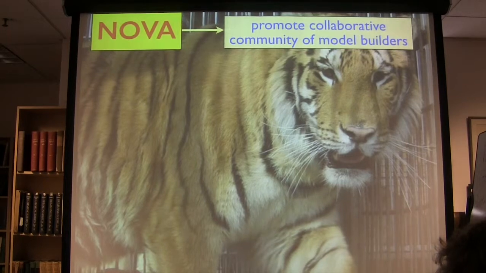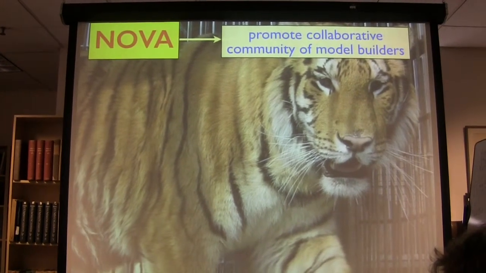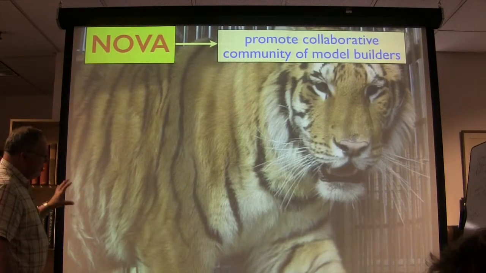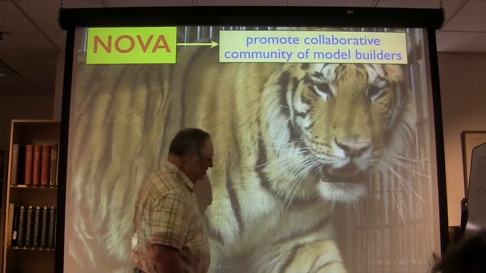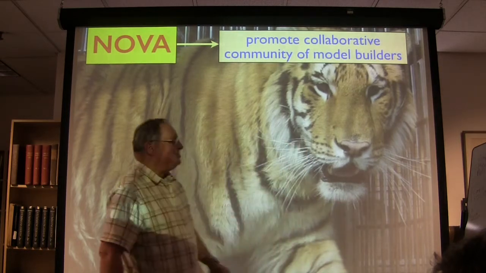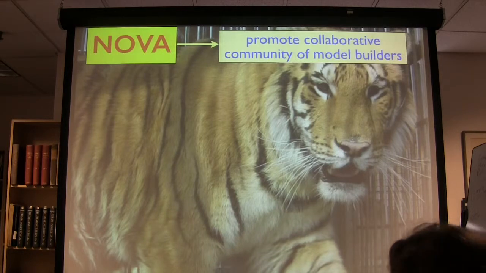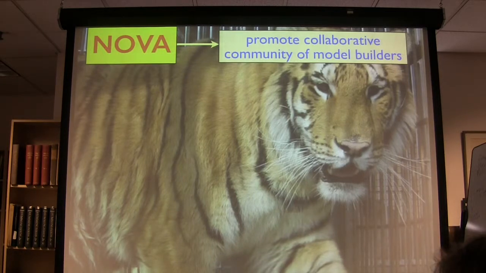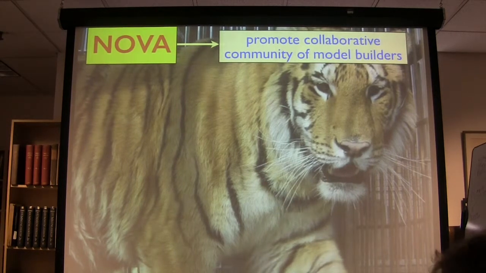So the idea behind NOVA is to promote a collaborative community of builders. And the reason for this particular motif is here we have a tiger in a cage. And so it's what I call, building these models, I call riding the tiger. And if you want to ride a tiger, it's very, very dangerous. And so we've got to let this tiger out of the cage and ride it without falling off and getting eaten in the process.